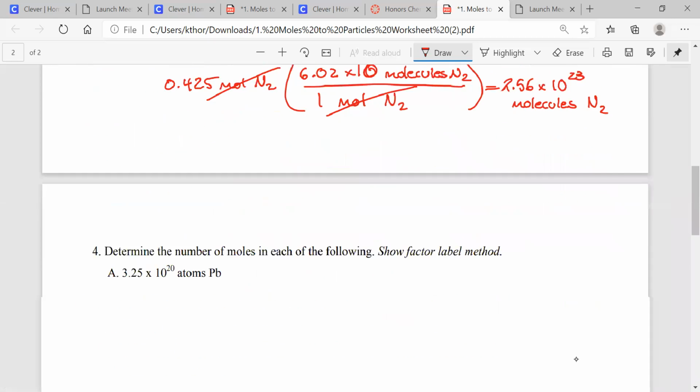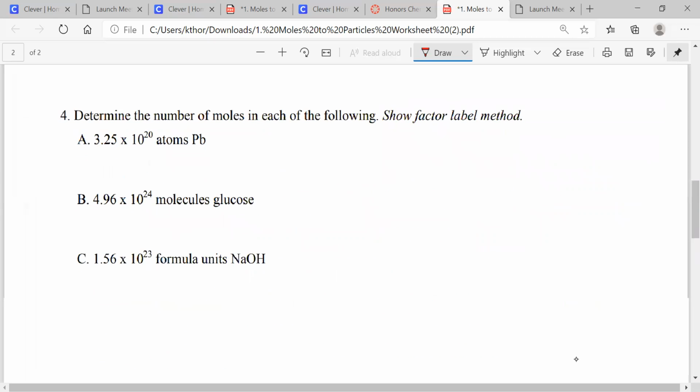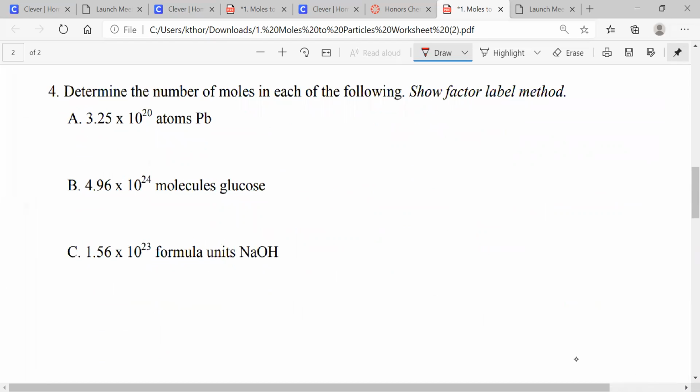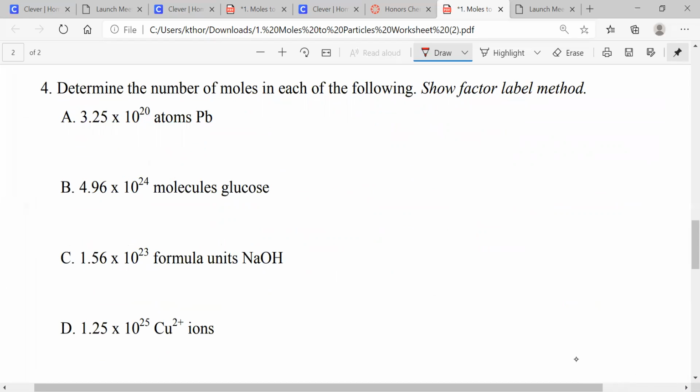Okay, so for those of you that are in Jade's row and Max's row and Nick's row and Emma's row, let's see if you can just predict what's going to happen in these next ones. This is for Kendall's row and Colby's row. Determine the number of moles in each of the following. Show the factor label method. It's basically saying show your work.